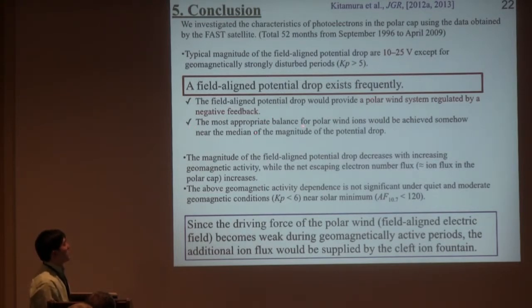The most appropriate balance for polar wind ions would be achieved somewhere near the median of the magnitude of the potential drop. The magnitude of the field-aligned potential drop decreases with increasing geomagnetic activity, while the net escaping electron number flux increases. The above geomagnetic activity dependence is not significant under quiet and moderate geomagnetic conditions near solar minimum. Since the driving force of the polar wind, a field-aligned electric field, becomes weak during geomagnetically active periods, the additional ion flux would be supplied by the cleft ion fountain.